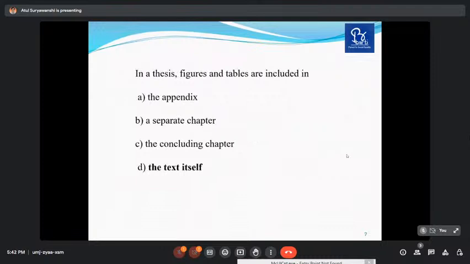The next slide. In a thesis, figures and tables are included where exactly? In an appendix, a separate chapter, the concluding chapter, or the text itself. So, figures and tables are included in the text itself because it is very useful to interpret and illustrate the given point with the help of charts, diagrams, tables, numerical figures. So it has to be mentioned in the text itself.